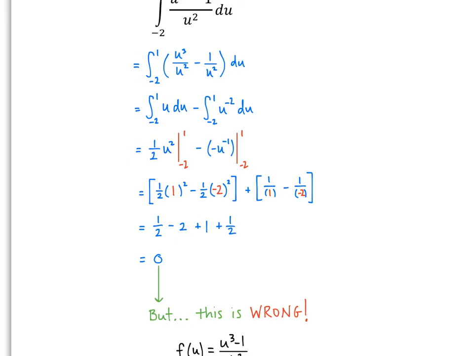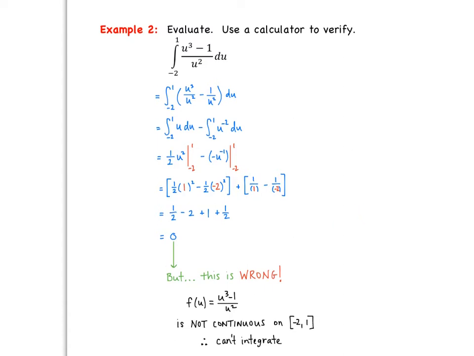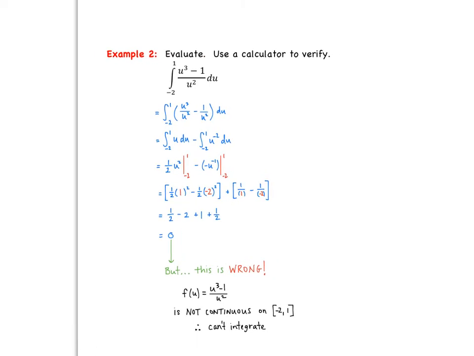This is wrong. Why? Why is this wrong? Well, one thing we have to note is that this function, this u cubed minus 1 over u squared, is not continuous on our interval from -2 to 1. It's not continuous when u equals 0. So therefore, at this point in time, we cannot integrate this on this interval. All right, so yes, hopefully you were able to get 0, but then again, we have to look carefully and we have to make sure that our function is continuous on that interval. That's the first part of the fundamental theorem of calculus.